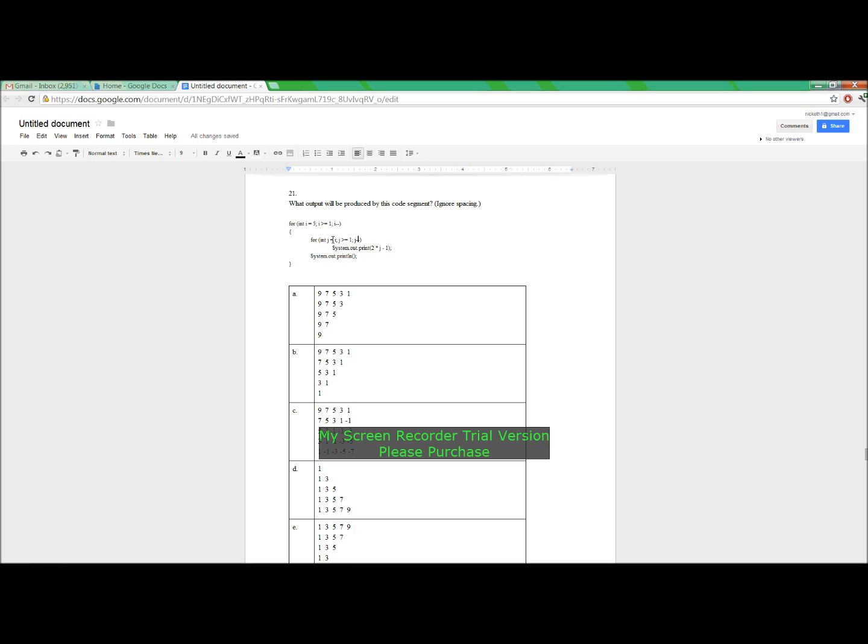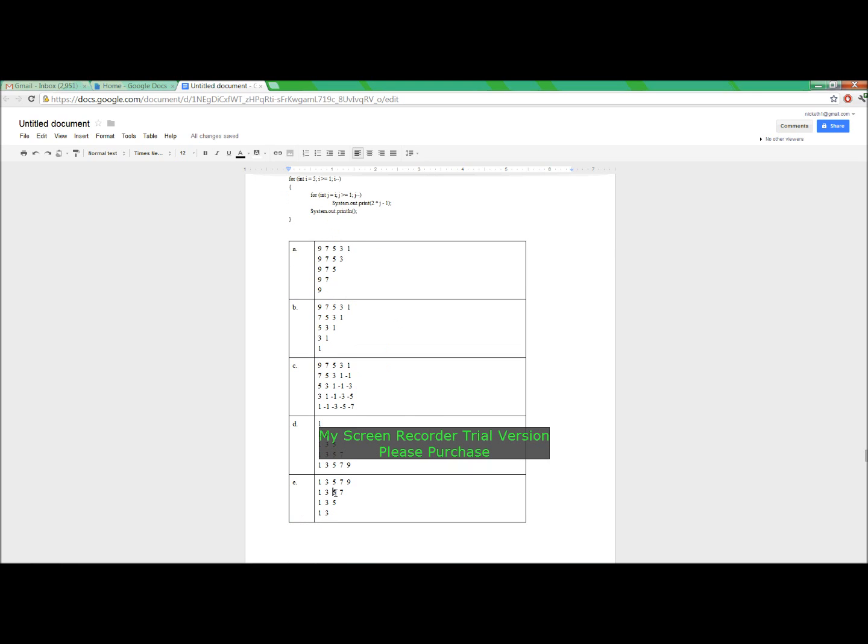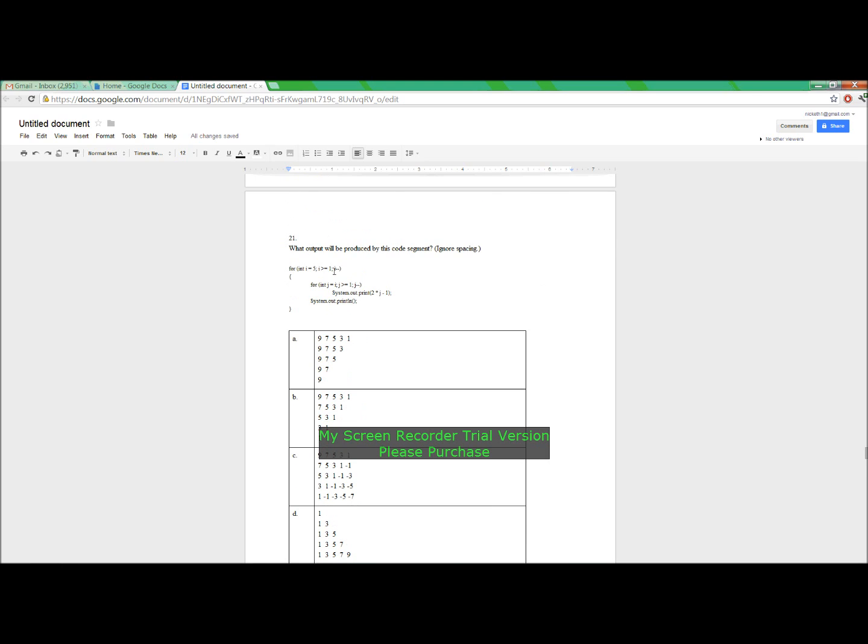So we only do these parts first, and then we print out 9, because 2 times 5 minus 1 is 9. We then subtract 1 from j, and it's pretty easy to see that you end up with 9, 7, 5, 3, 1. So this answer is wrong, this answer is wrong.